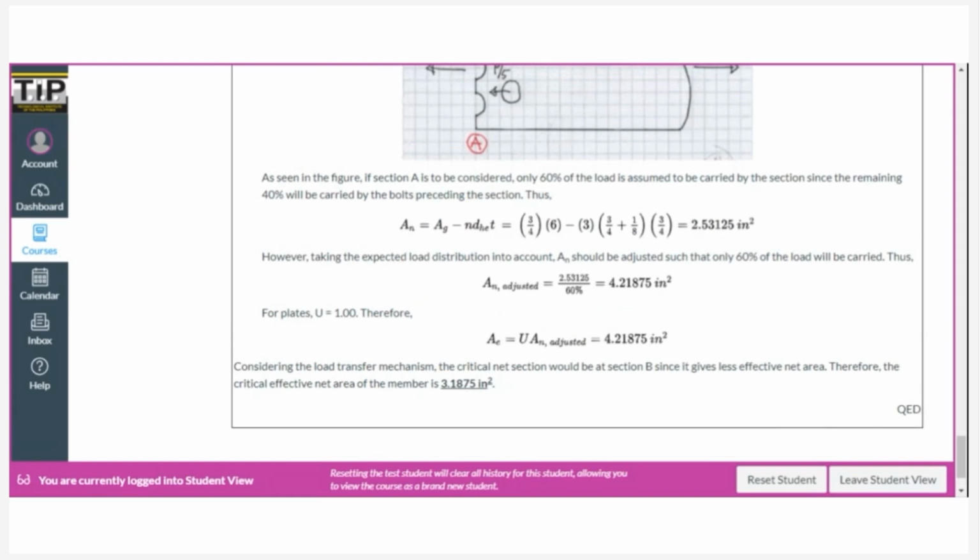So do you have any questions? Alright, so I guess the example is pretty clear. Okay. So pretty straightforward lang naman to. Alright.